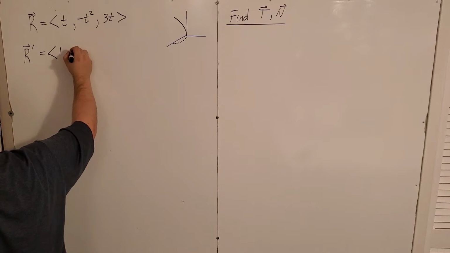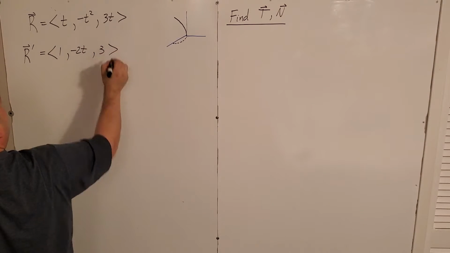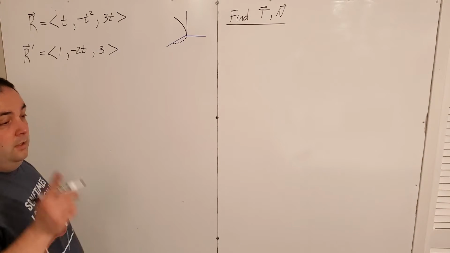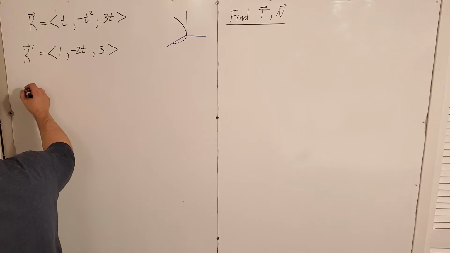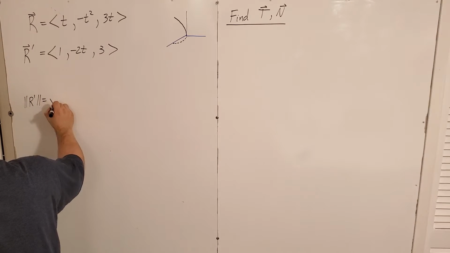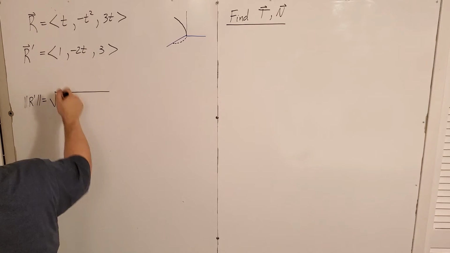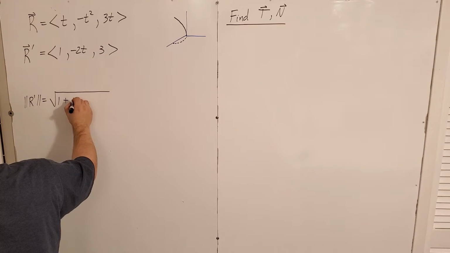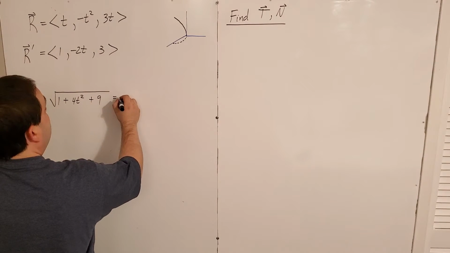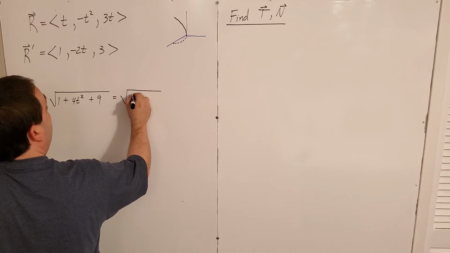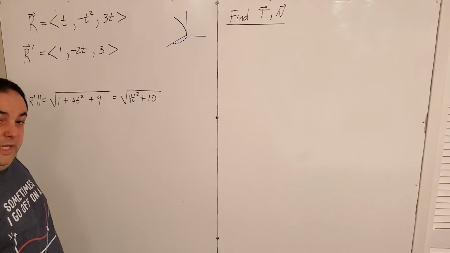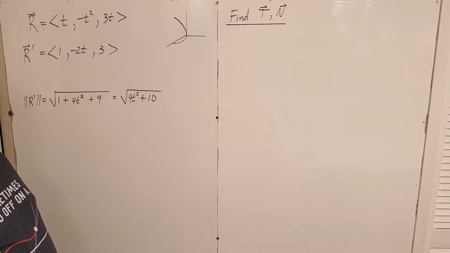So I've got 1, negative 2t, and 3, right? Seems even simpler than the last one, right? Not many things going on here. Well, let's find the length of r prime. Square root: 1 squared is 1, 4t squared, and 9, right? So this is a whopping square root of 4t squared plus 10. Good bit yummier than last time, if you get my drift.